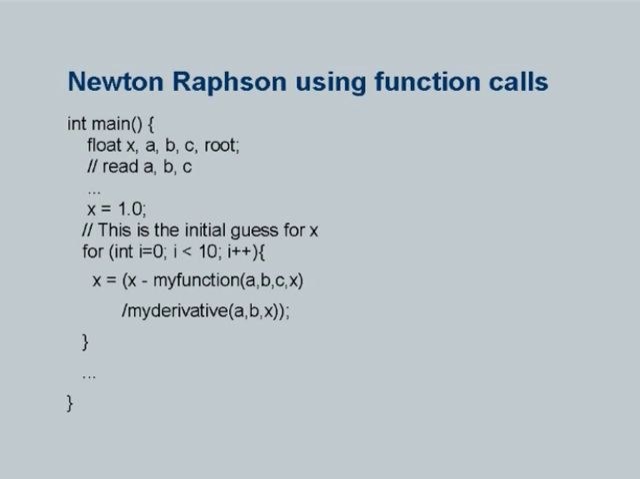We are trying to find one root of a quadratic ax² + bx + c, provided of course the root exists. So here is the program. We define x, a, b, c and root all as floating point quantities. We read a, b, c values. I have not put those input instructions here. We start with x equal to 1.0. We need an initial guess for Newton-Raphson.